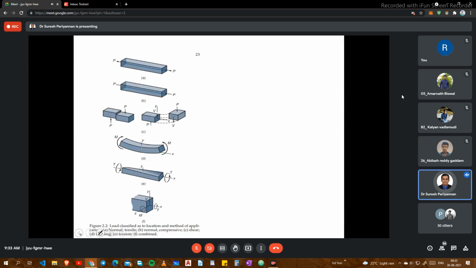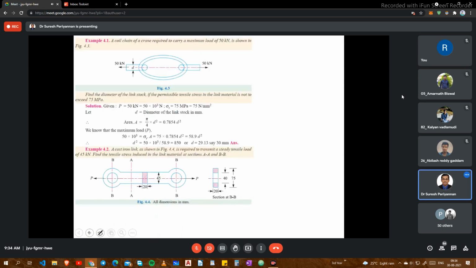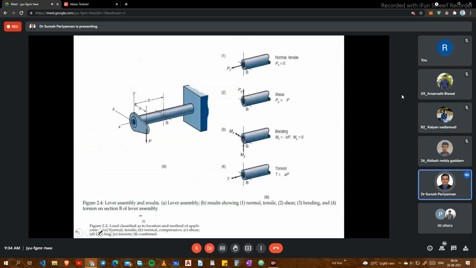Then now come to the types of stress and types of loads. Come to the conclusion. Then we go for a few problems based on time availability. Okay, I stop it here. Please, only one slide.